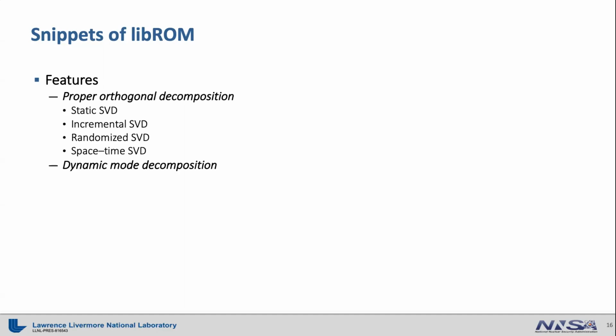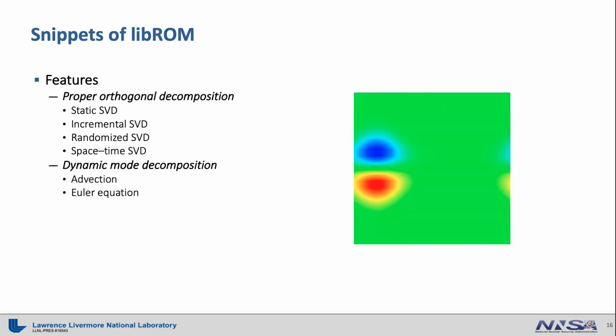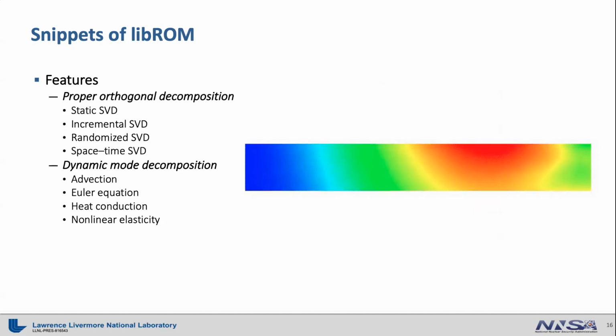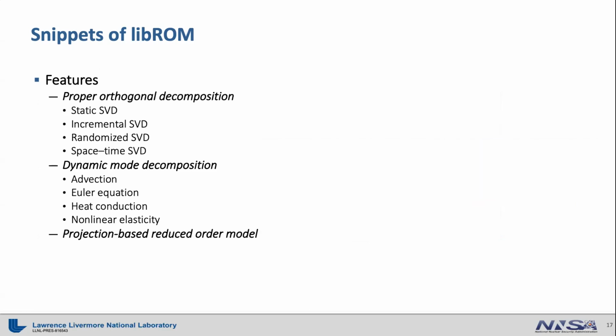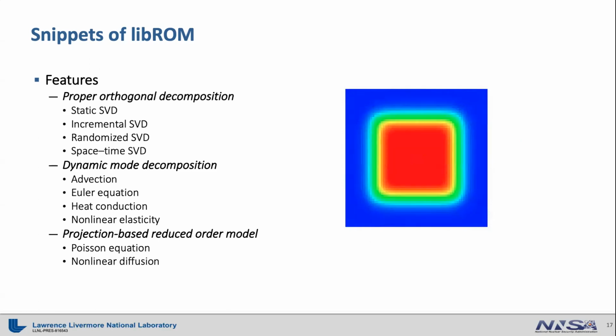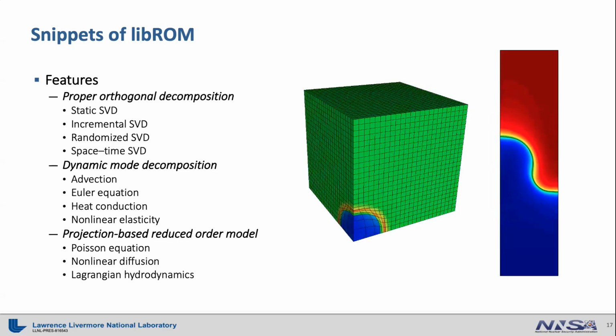LibROM also has dynamic mode decomposition capability, and if you click the examples tab, then you will be able to find several examples for which the dynamic mode decomposition is applied, such as advection problem, Euler equations, heat conduction, and nonlinear elasticity, etc. The projection-based reduced model examples can be found on the LibROM webpage also, such as Poisson problem, nonlinear diffusion problems, and several Lagrangian hydrodynamics problems.